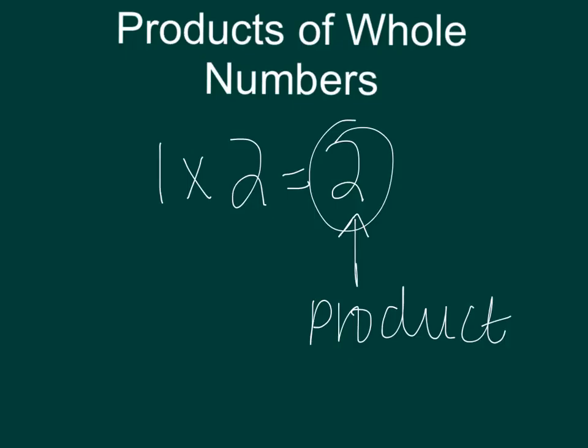You can break this problem down by saying that I have one group of two things. So when you look at a multiplication problem, you can switch out the multiplication sign with the word "of".